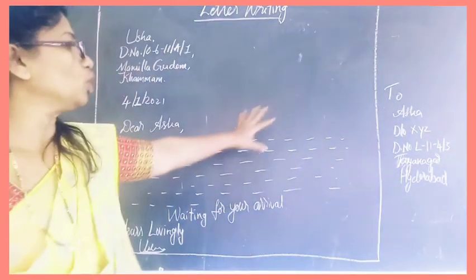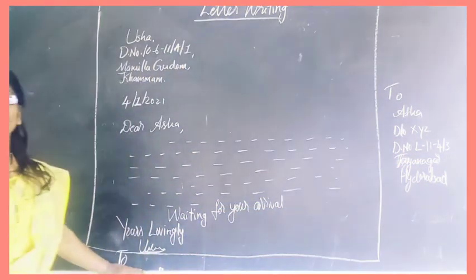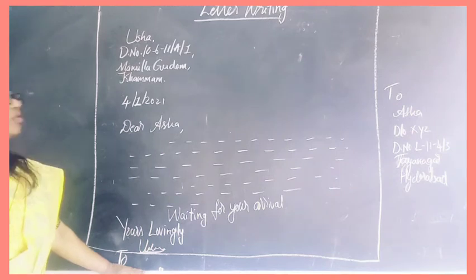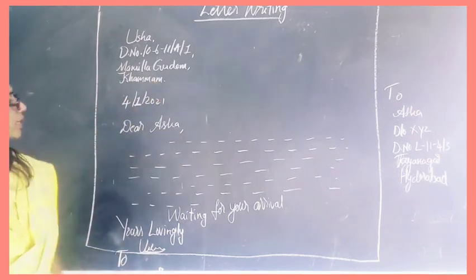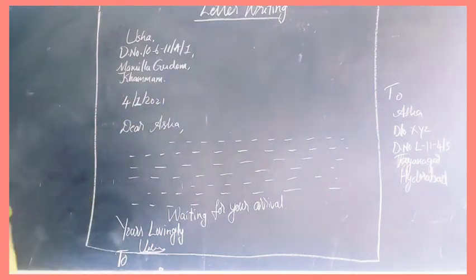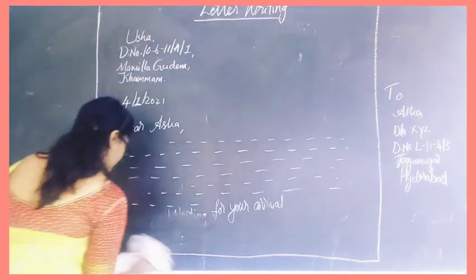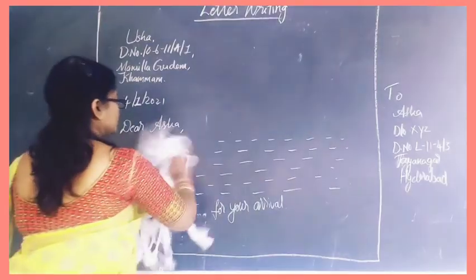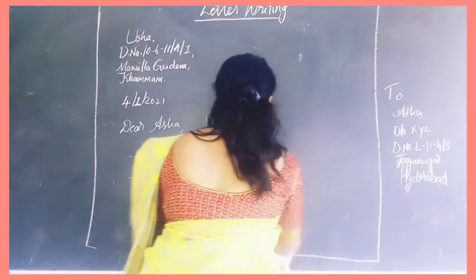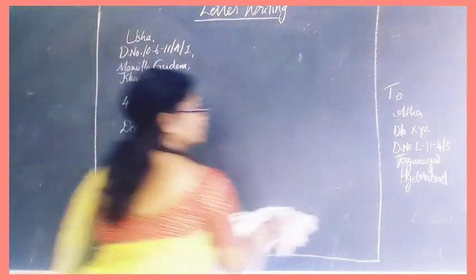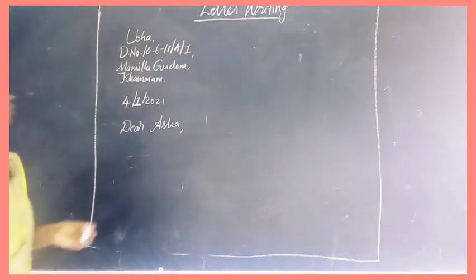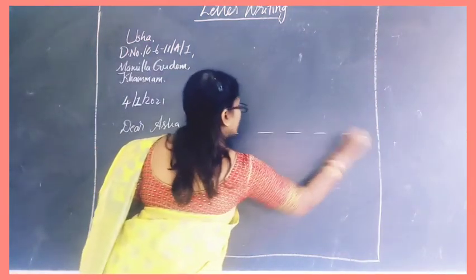Not there. "To" should come after yours lovingly in your letter form. Okay? I will show it here. Let me show you how "To" comes. Where should you write? Let me show you here inside. Now you are writing the letter. How many lines do you want to write?